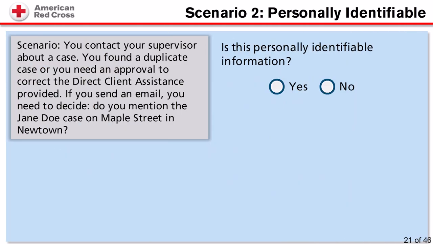Here is another scenario and the same 3 questions. We will show the same scenario on the following 2 slides, so you always have the details available. You contact your supervisor about a case. You found a duplicate case, or you need an approval to correct the direct client assistance provided. If you send an email, you need to decide, do you mention the Jane Doe case on Maple Street in Newtown? Is this personally identifiable information? Yes or no?